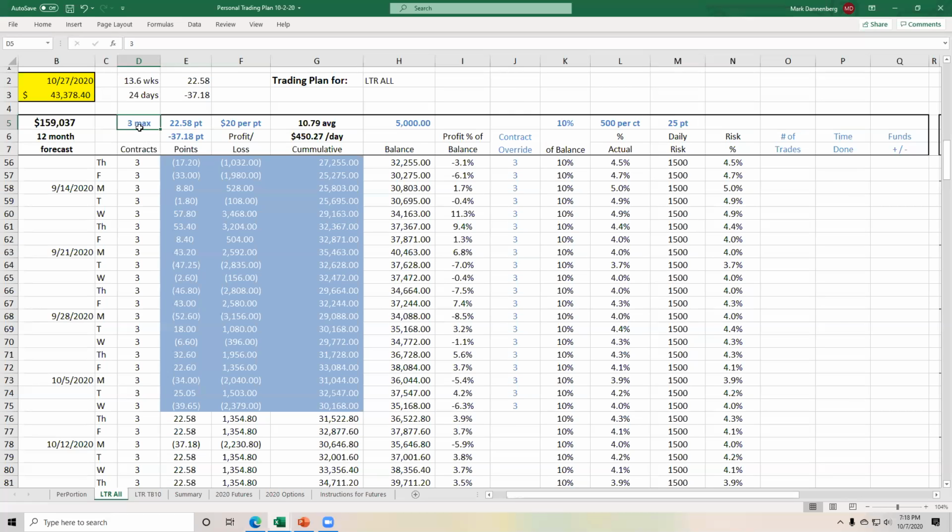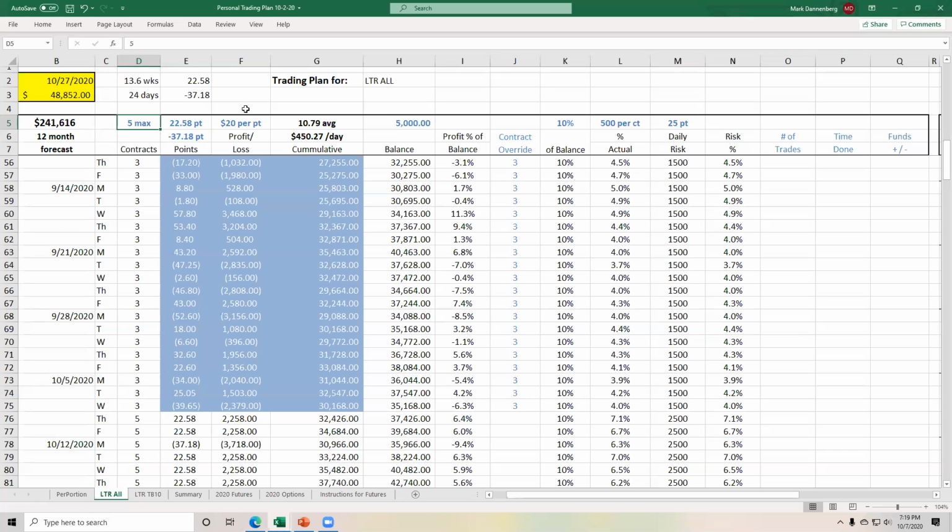And so I can change the number of contracts. I can influence my 12-month income forecast by maybe changing that to 5 contracts. Well, 5 contracts, all that means is that I have to have enough capital in my account so that the margin requirement on 5 contracts is no more than 10% of the balance of my account. That's level 1 risk mitigation, and level 2 is whatever you decide to put in as your maximum number of contracts.